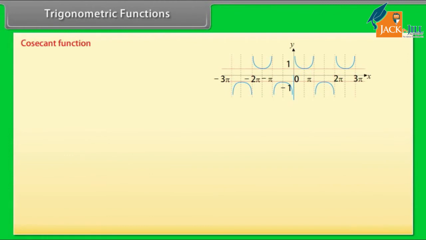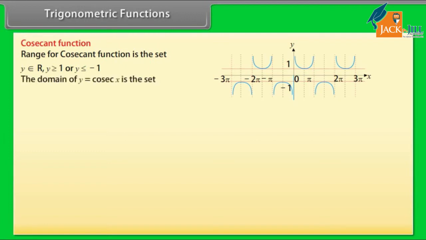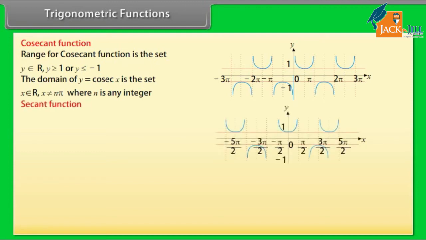Cosecant function. Range for cosecant function is the set y belongs to real numbers, y greater than or equal to 1 or y less than or equal to -1. The domain of y equals cosec x is the set x belongs to real numbers, x not equal to n pi, where n is any integer. Secant function. Range for secant function is the set.